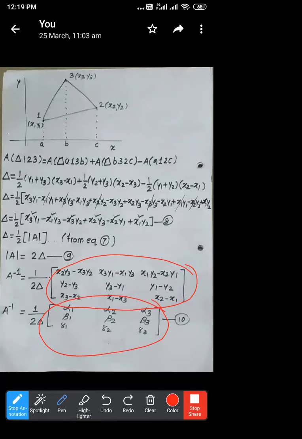Then we need to write down gamma 1. Gamma 1 is x3 minus x2. Gamma 2 is x1 minus x3. And gamma 3 is x2 minus x1. So those are the values. Is it okay with this one?